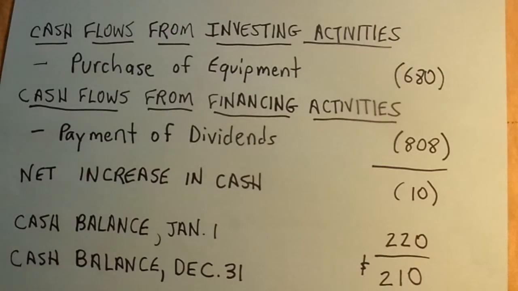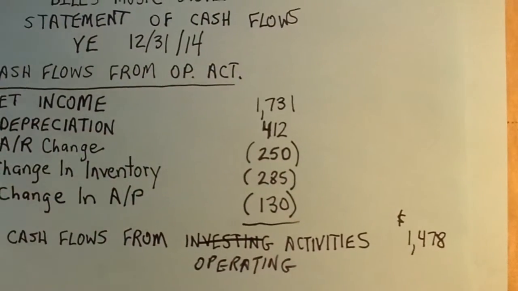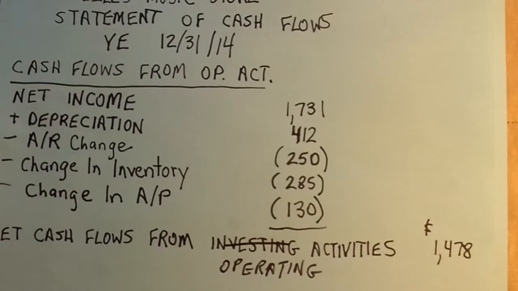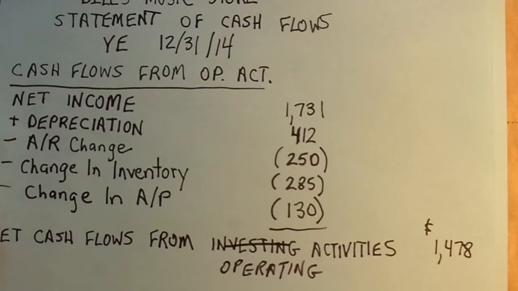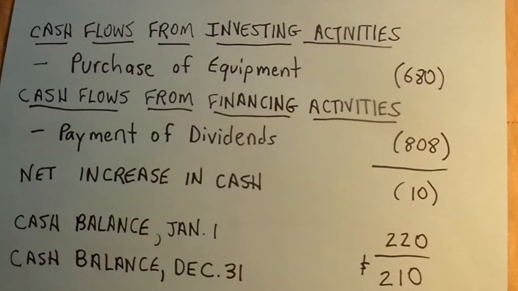So when we add the $1,478 cash flows from operating activities, we subtract the cash flows from investing activities, $680, and subtract the payment of dividends, $808. We come up to a net increase in cash, which is really negative. And it's fine to show it this way. I could have also said net decrease in cash, but the increase in cash with a negative number clearly reflects what we have here. Then we have the cash balance at the beginning of the year and the cash balance at the end of the year.